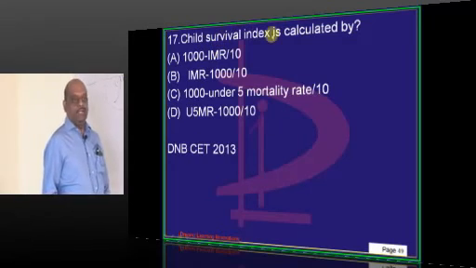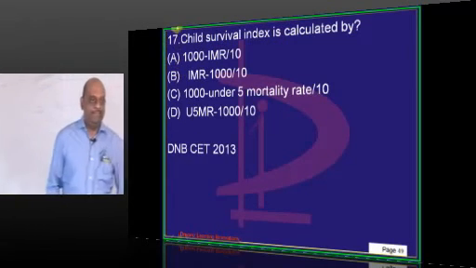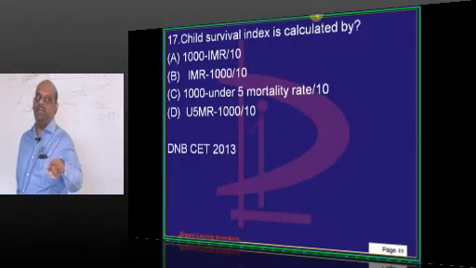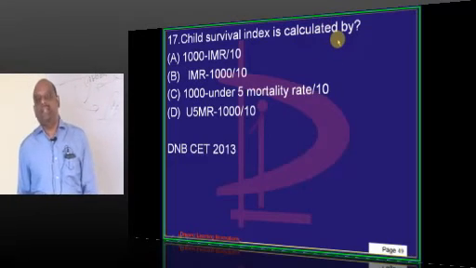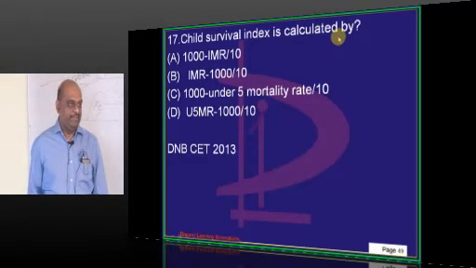Then child survival index. How are you going to calculate? If you don't know this formula, the examiner is going to give the actual values and ask you to do a calculation in the DNB CET.